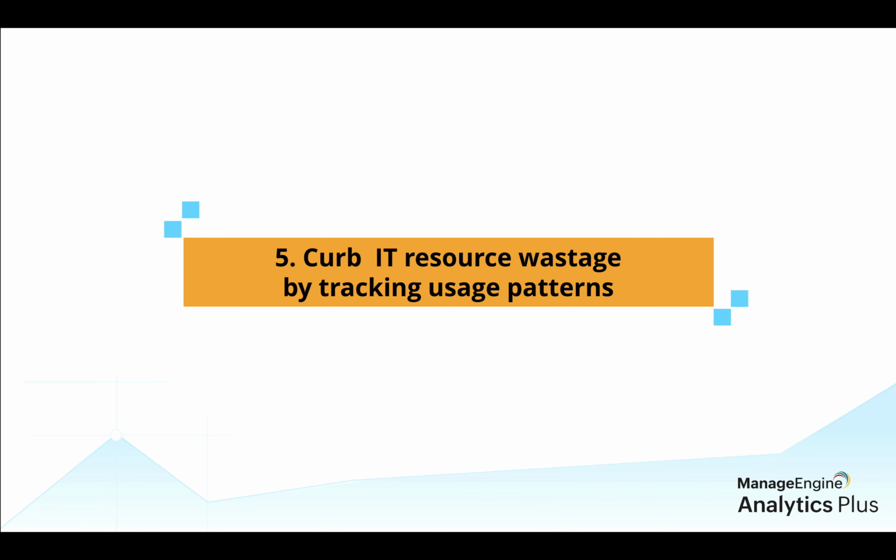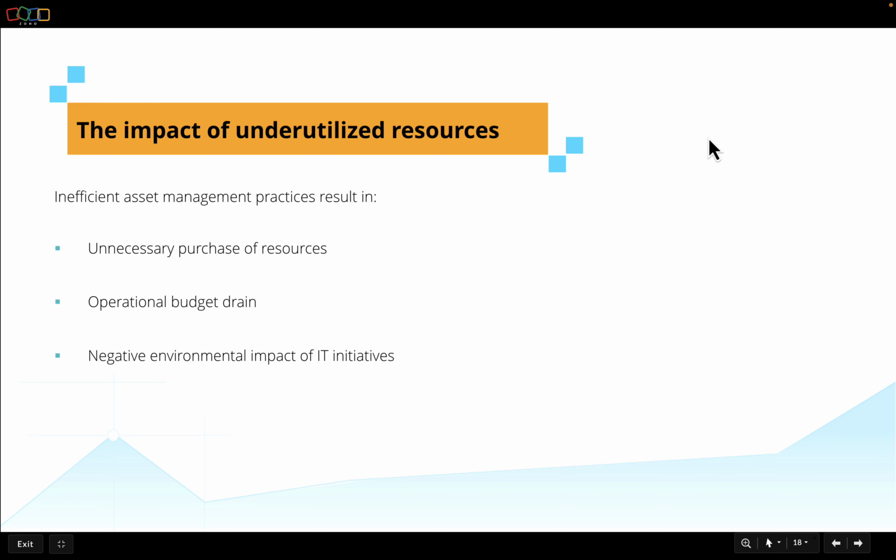Organizations across the globe are prioritizing net zero IT ops as a critical part of their long-term sustainability goals. But to achieve this, IT managers must undergo a drastic strategic shift in how they deploy and consume their IT resources. Transitioning to net zero IT ops begins with implementing prudent resource utilization practices. This will curb inefficient asset management practices that can drain operational budgets, silently deplete purchase funds, and contribute to negative environmental impacts of IT initiatives.